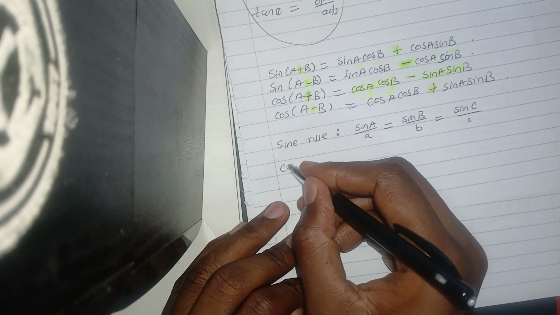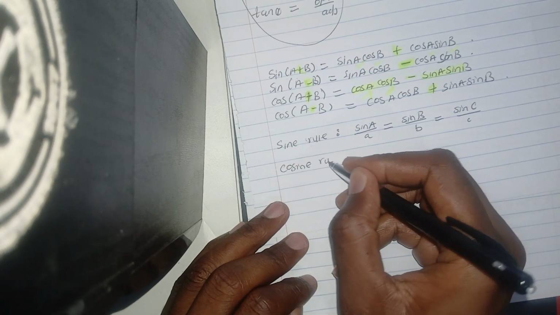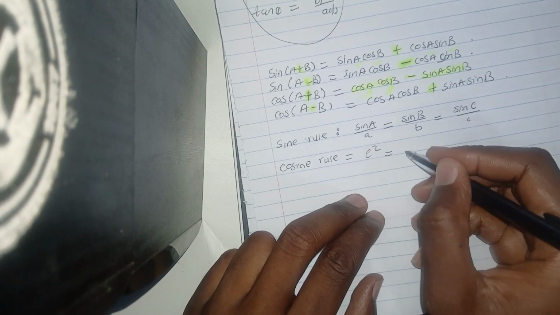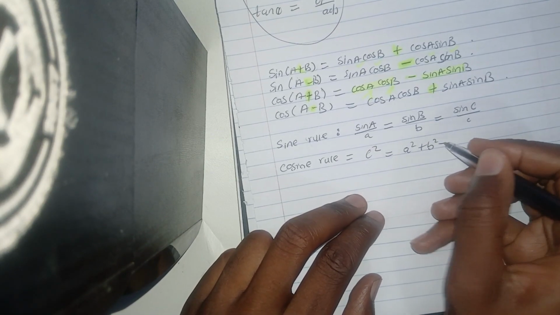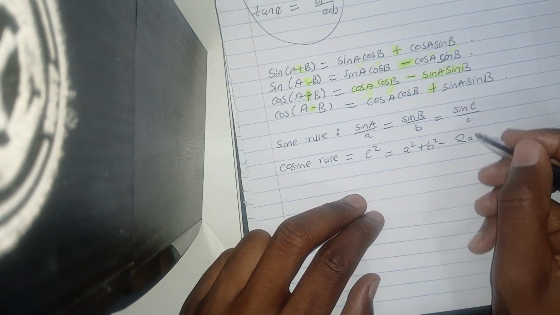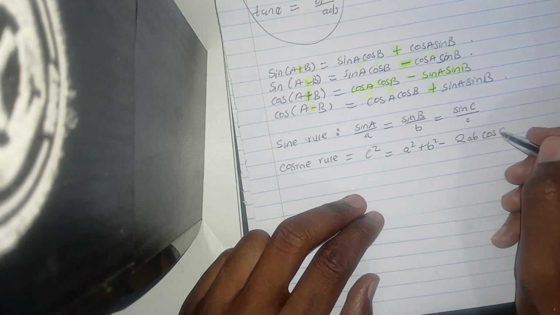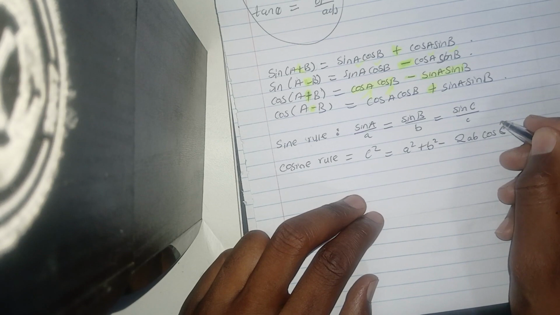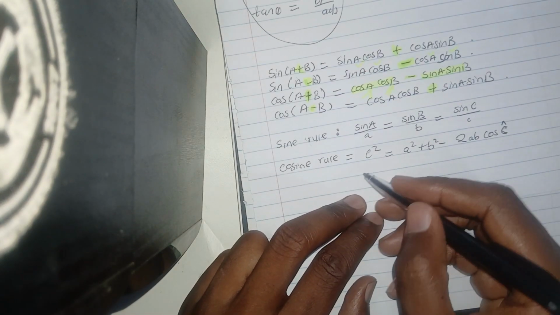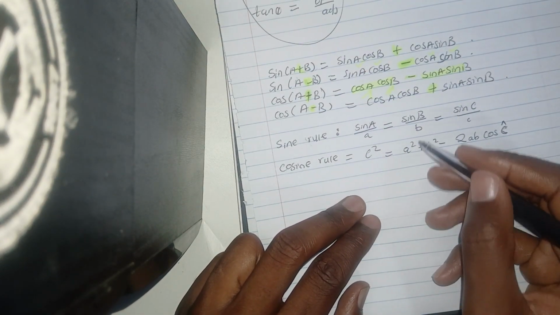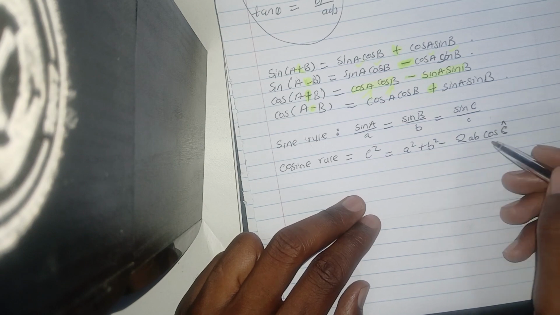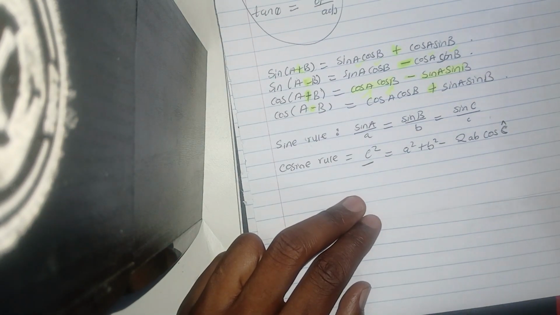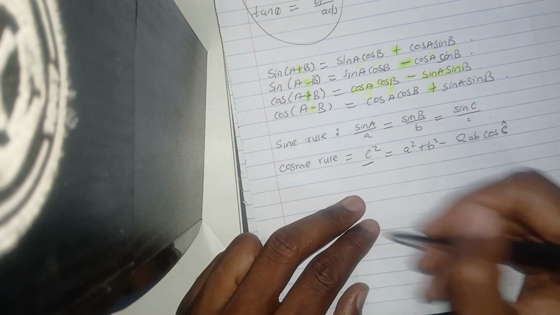Then the cosine rule: C squared is equal to A squared plus B squared minus 2AB cos of C, right? This is the capital letter C angle. So C squared is equal to A squared plus B squared minus 2AB cos of the angle C, because this one is the side, the distance of C, right?